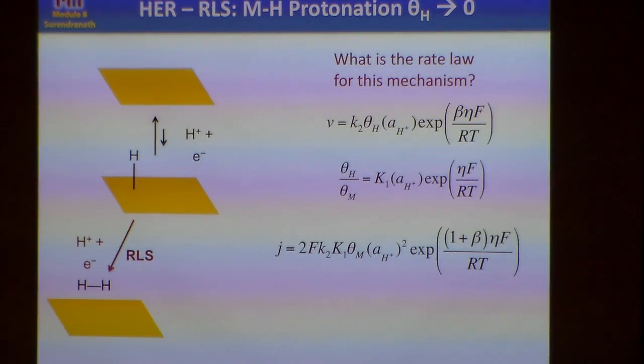The same is true for the potential dependence, right? Every time I change potential, that's going to alter the position of this equilibrium and affect the driving force and therefore the rate of this reaction. So when I alter potential, this numerator term is larger. It's not just beta as it was in the previous slide. It's 1 plus beta, the 1 coming from the fact that it's altering the position of this equilibrium.